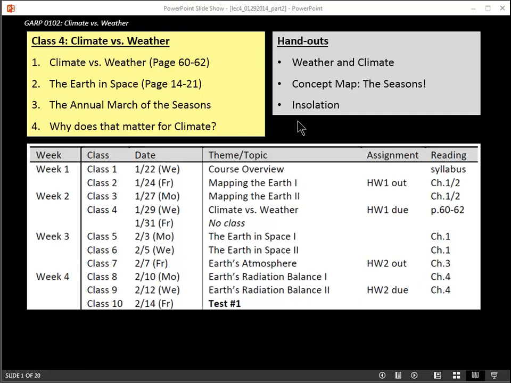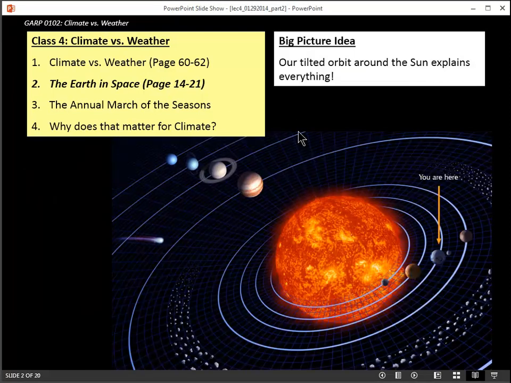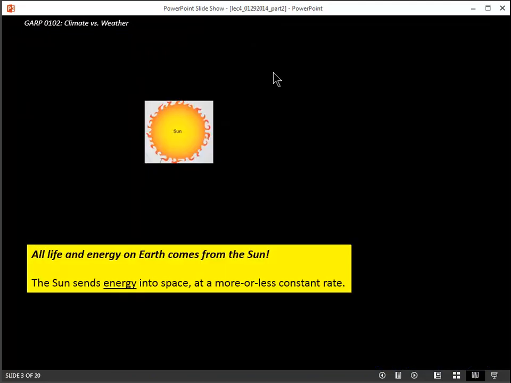So let's start out, and this whole thing is really interesting because that simple statement here, our tilted orbit around the sun, explains pretty much everything you ever need to know about weather and climate. And that's something you've all seen and all learned, actually probably way back when in elementary school, that the Earth is orbiting around the sun tilted at an angle. So let's look at this again.